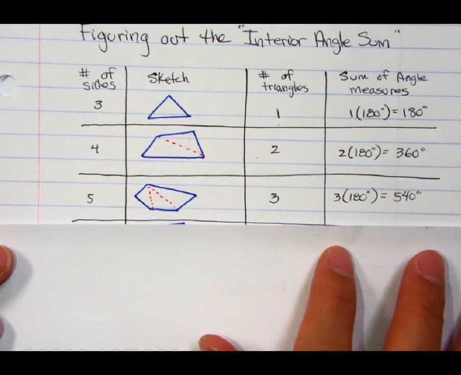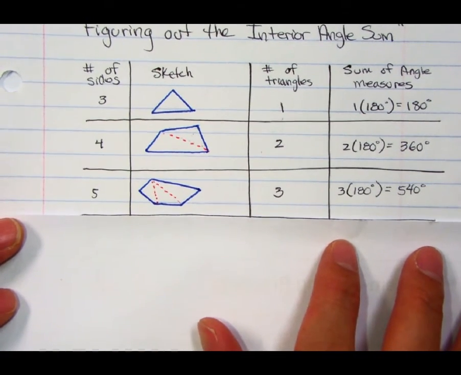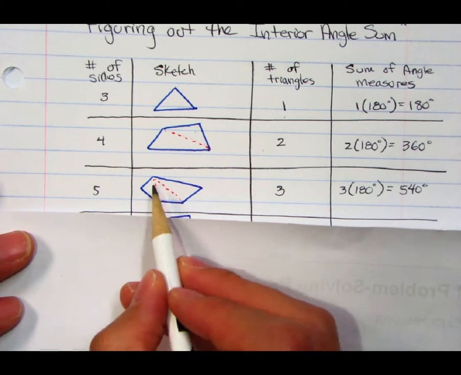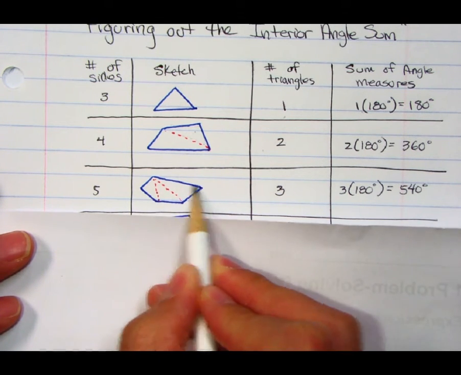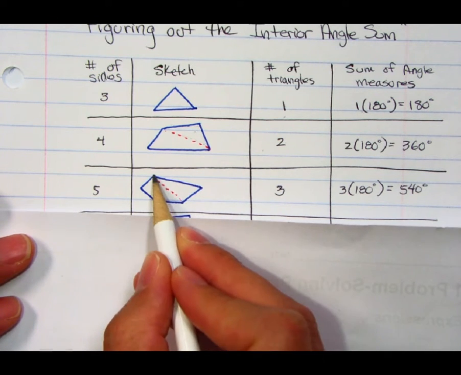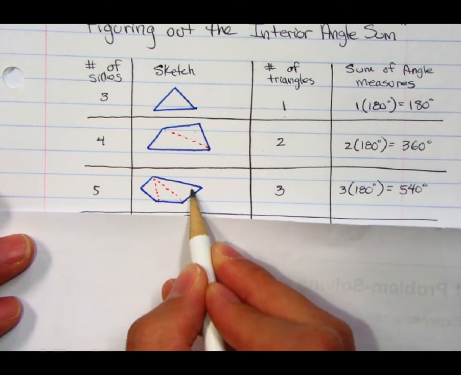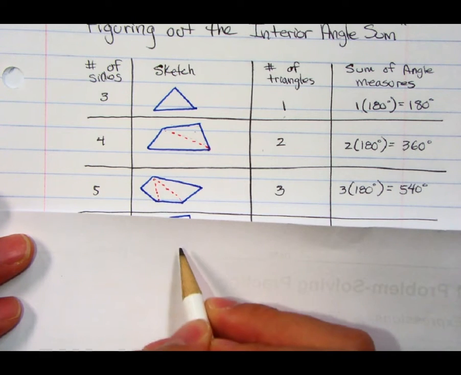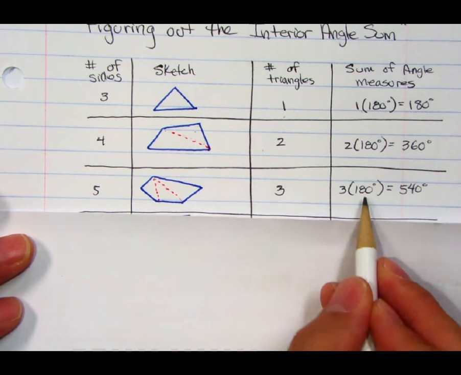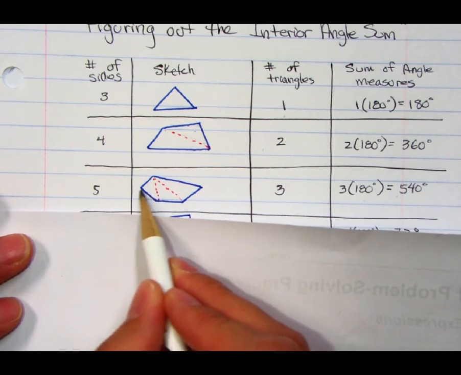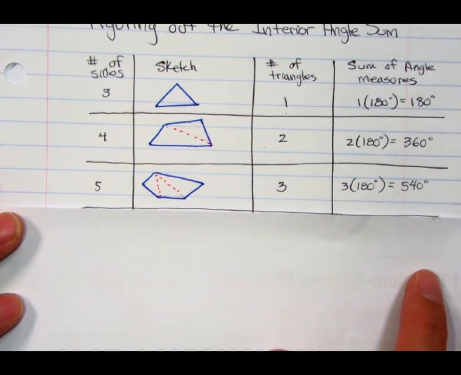Okay. Now if I draw a 5-sided shape, a pentagon, this is not a regular pentagon, but it's a pentagon still. It's got 1, 2, 3, 4, 5 sides. Again, I can draw imaginary lines from vertex to vertex, and I can see that I have 1 triangle, 2 triangles, and 3 triangles. So I could just go 3 times 180 and find out that the total angle measurements, if I had all the angles together, are going to give me 540.